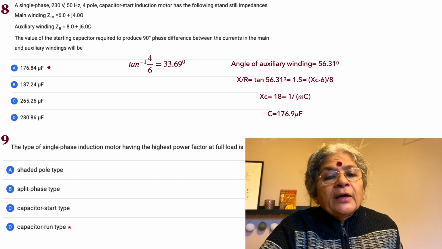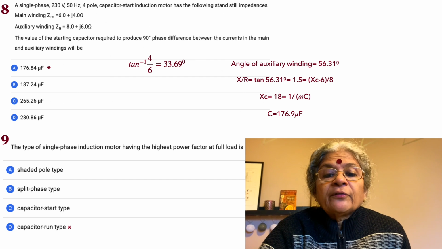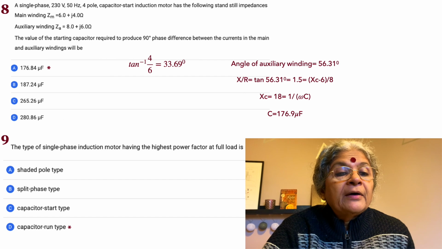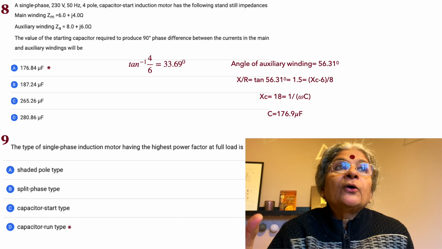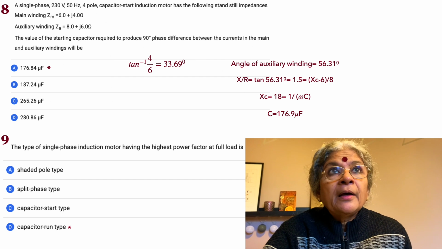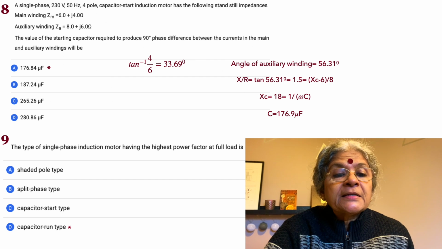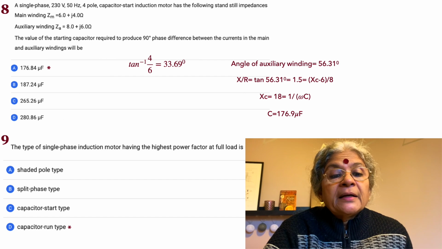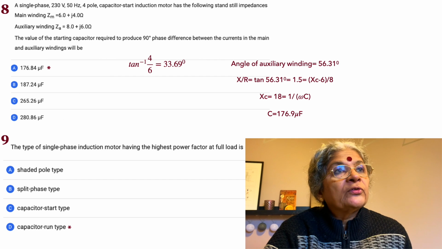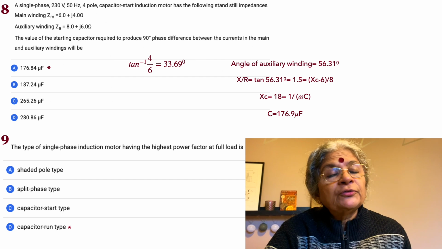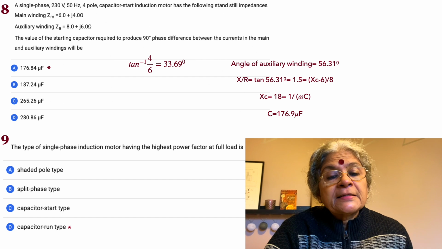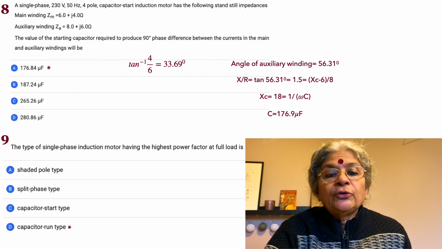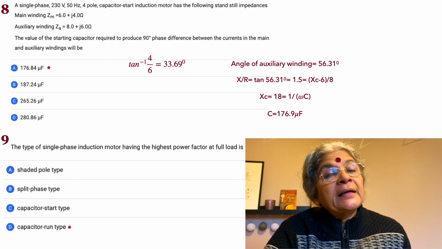So we see that the angle of the main winding is given by tan inverse. It is in the auxiliary winding that we are putting the capacitor, so we find out the angle of the main winding first. Tan inverse 4 by 6, which is equal to 33.69. So the angle of the auxiliary winding has to be 90 minus this, which is equal to 56.31. And what is the angle of the auxiliary winding? It's given by tan inverse of x by r, where x is equal to xc minus 6. So tan 56.31, which is 1.5, is equal to xc minus 6 divided by 8.